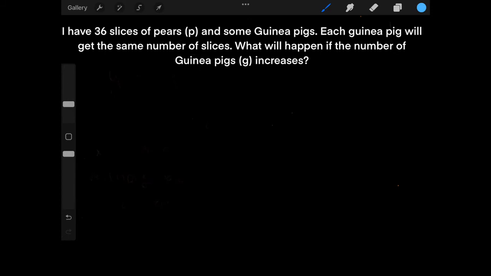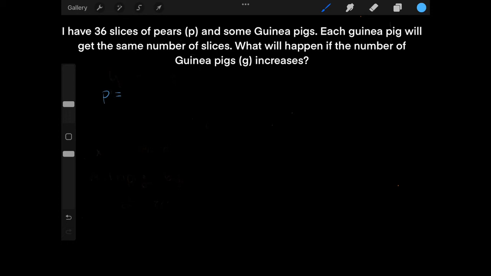Okay, so this is our next word problem, and let's work this out the same way we worked the first word problem. I have 36 slices of pears and some guinea pigs. Each guinea pig will get the same number of slices. What will happen if the number of guinea pigs increases? Well, let's first map out our problem and determine our variables.